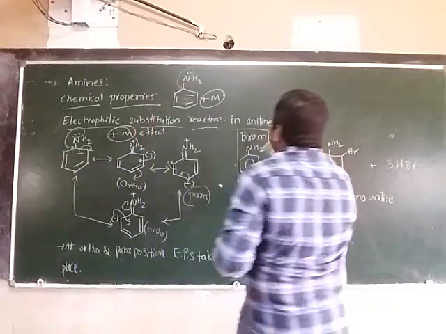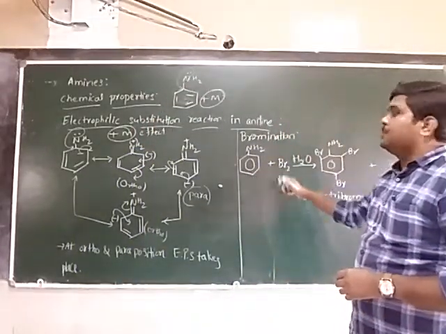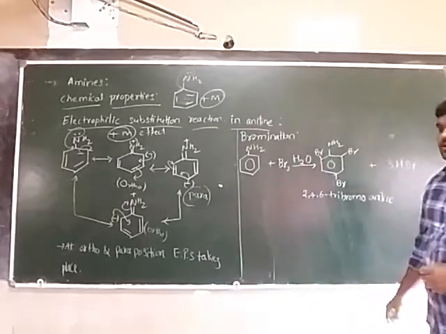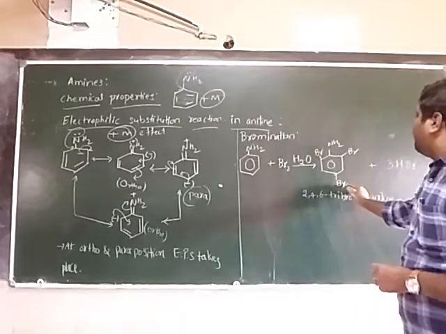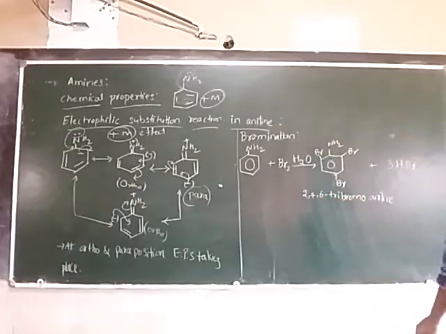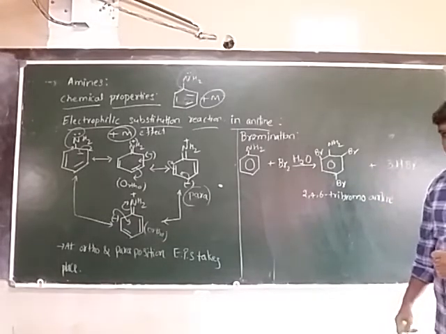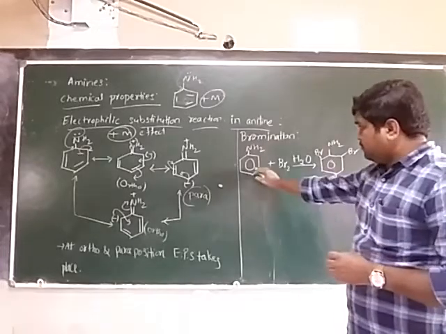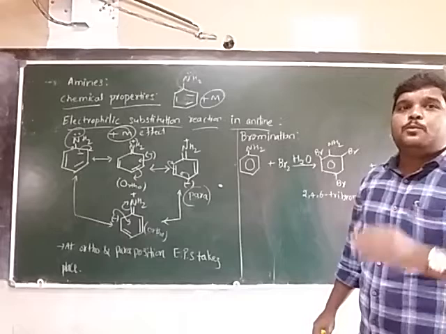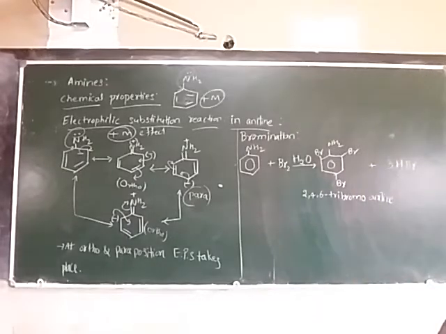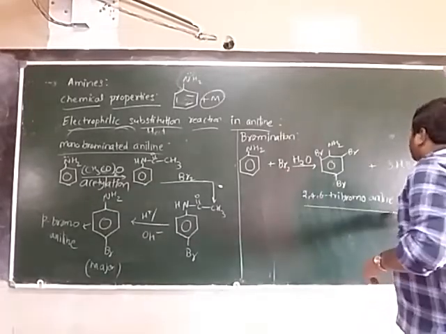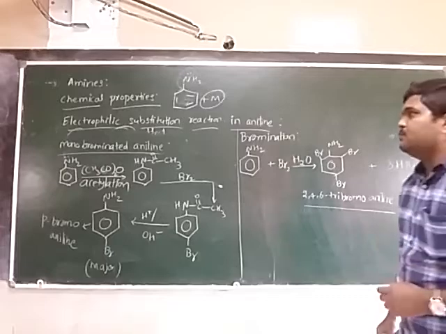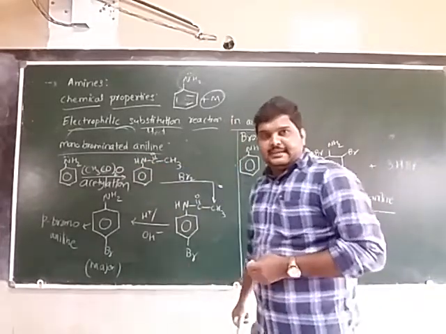Now, bromination. Generally when aniline reacts with bromine in the presence of water, it forms 2,4,6-tribromoaniline with 3 moles of hydrogen bromide. Suppose you want to get the monobrominated product, what do we have to do? Here we are getting the trisubstituted aniline. For example, if you want to get the monobrominated aniline, what do we have to do?